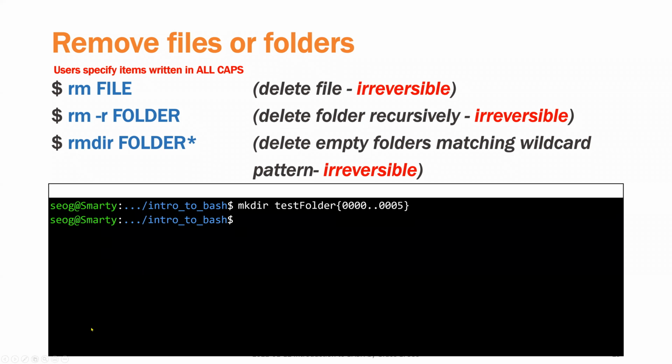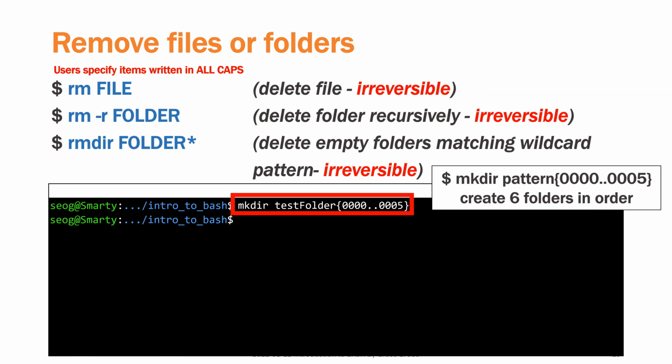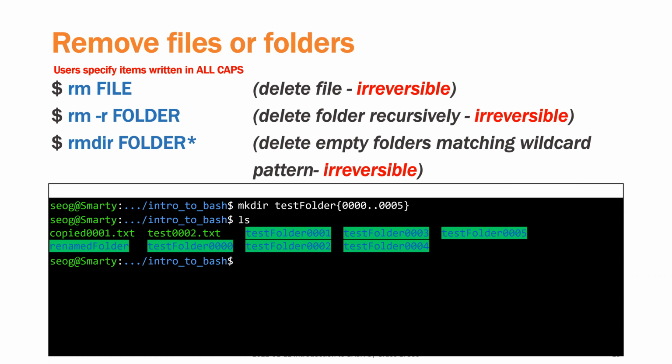So here, test folder is my pattern, and inside this curly bracket, I set starting number and ending number. These integers in this bracket tell the computer to generate folders from 0 to 5 with test folder as a consistent pattern. You'll see test folder 1, 2, 3, 4, 5. Since we know that these folders are empty, we can use rmdir command with wildcard asterisk to match the folder naming pattern.